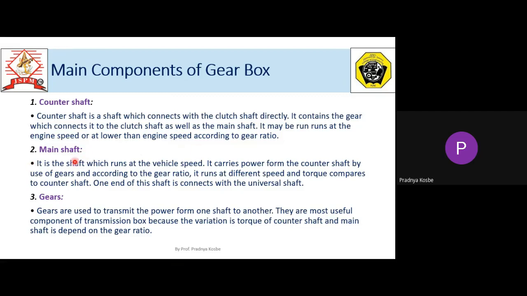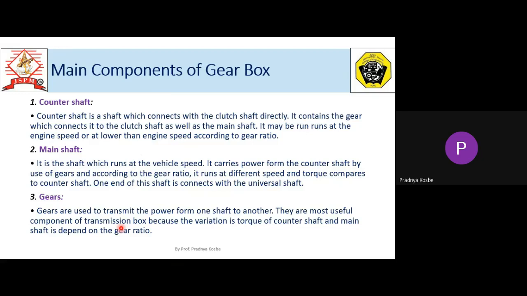Now the main shaft. It is the shaft which runs at the vehicle speed. It carries power from the counter shaft by use of gears, and according to the gear ratio, it runs at different speed and torque compared to the counter shaft. One end of this shaft connects with the universal shaft.